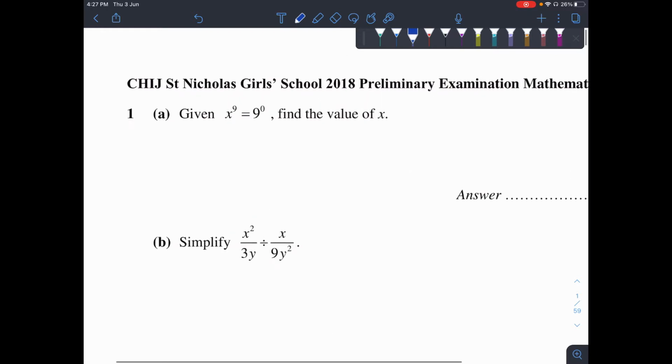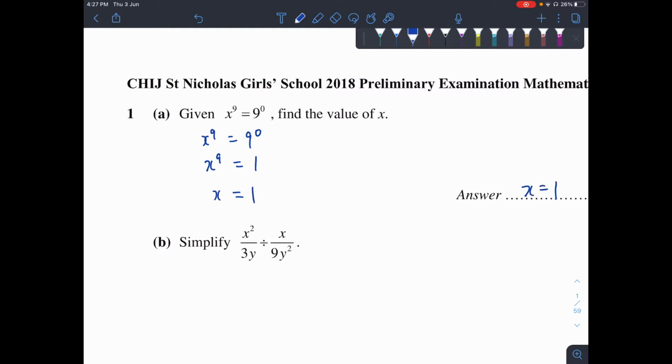Okay, so for our first question, x to the power of 9 equals 9 to the power of 0. So first thing we need to do is to calculate what 9 to the power of 0 would give you, and that would give you 1. And we know that the only number that could possibly give you the answer of 1 would be if x was equal to 1. So that is your answer.